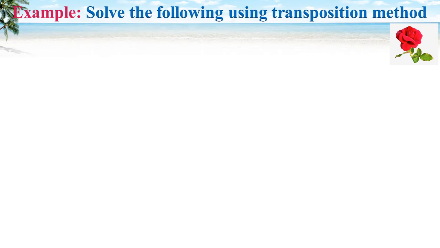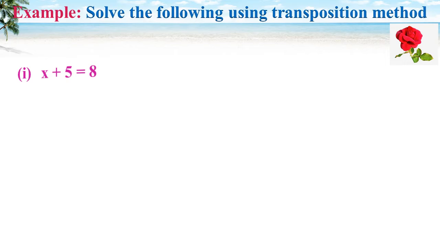Let's see an example. Solve the following using the transposition method. So first, what is transposition? Transposition means we are going to shift the position of the term from one side to the other, or we need to separate variable and constant.